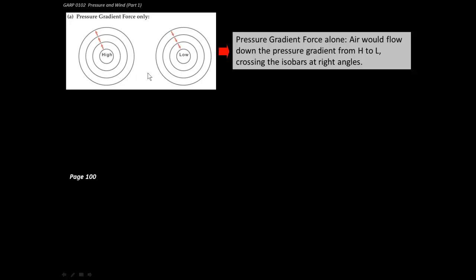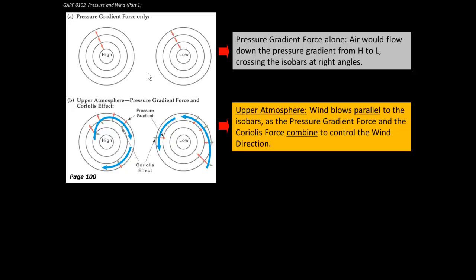That'd be great. But unfortunately, the Earth rotates. Well, rather fortunately, the Earth rotates, because otherwise we wouldn't have day and night. And because the Earth rotates, we get the Coriolis force. So as that wind is doing its thing and going down the pressure gradient, it's being deflected.